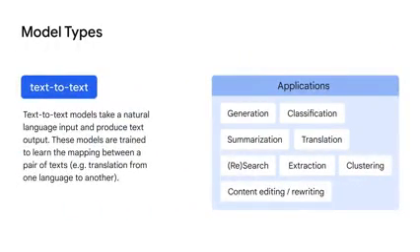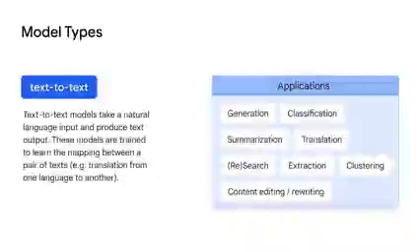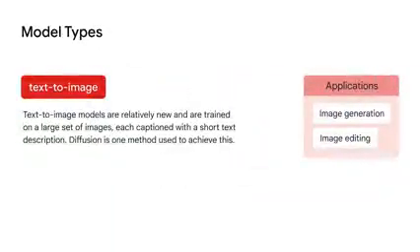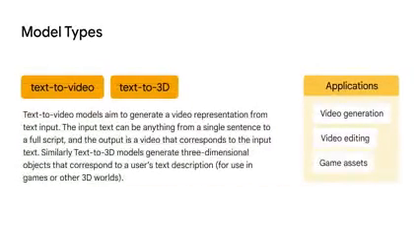We've shown illustrations of the types of input based upon data. Here are the associated model types. Text-to-text models take a natural language input and produce a text output. These models are trained to learn the mapping between a pair of text, for example, translation from one language to another. Text-to-image models are trained on a large set of images, each captioned with a short text description. Diffusion is one method used to achieve this. Text-to-video and text-to-3D. Text-to-video models aim to generate a video representation from text input.